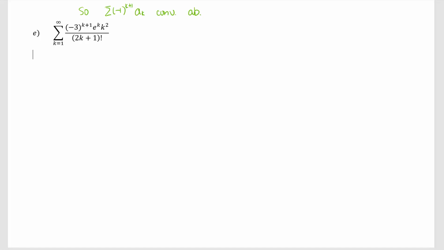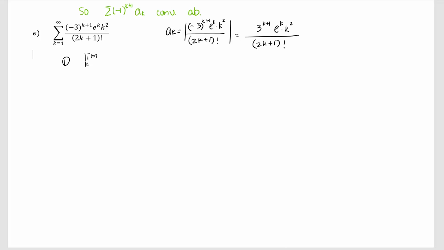Well, because now it's 3, your a sub k should be the absolute value of negative 3 to the k plus 1, e to the k squared, over 2k plus 1 factorial. When you look at the absolute value, negative 3 to the k plus 1 becomes 3 to the k plus 1, and we have e to the k squared all over 2k plus 1 factorial. Okay, so first step, limit of the sequence.